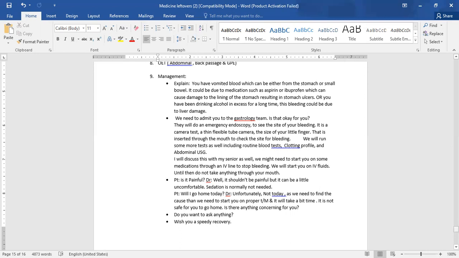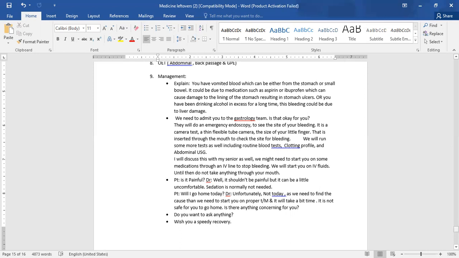Patient: Is it painful? Well, it shouldn't be painful, but it can be a little bit uncomfortable. Sedation is normally not needed. Patient: Will I go home today? Unfortunately, not today, as we need to find the cause, and then we need to start you on proper treatment, and it will take a bit of time. It is not safe for you to go home. Is there anything concerning for you?